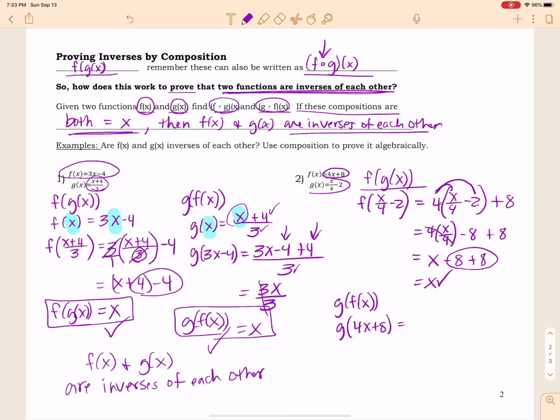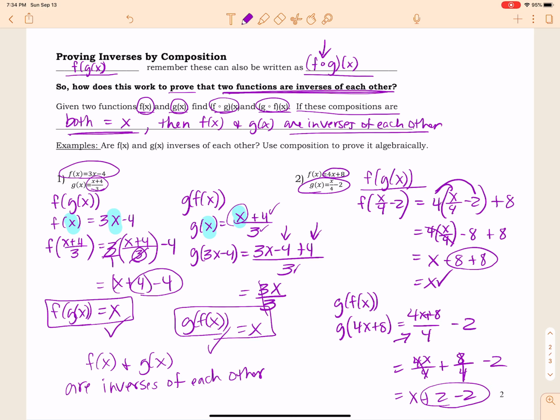So look at your function. We have x over 4 minus 2. The x gets replaced with 4x plus 8. Again, please be careful and pay attention, because this fraction right here can be written as 4x over 4 plus 8 over 4 minus 2. These reduce. These also reduce. And look, these add to 0. G of f of x also equals x.